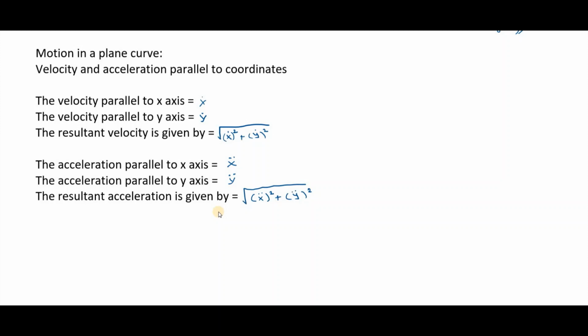parallel to the y-axis is given by y dot. Therefore, its resultant velocity is the square root of x dot square plus y dot square. Similarly, the acceleration parallel to the x-axis is x double dot, and the acceleration parallel to the y-axis is y double dot. Therefore, its resultant acceleration is given by the square root of x double dot square plus y double dot square.